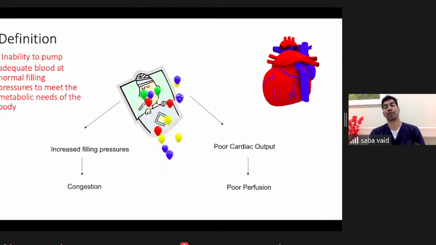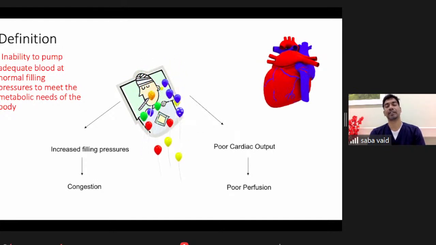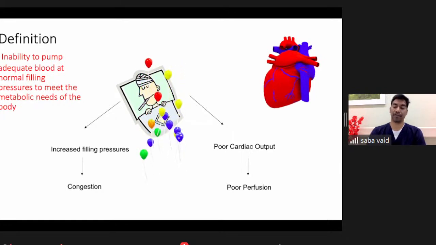Now, what is forward failure? Technically, the left ventricle or the right ventricle is not able to pump adequately, not able to generate an adequate stroke volume, and thereby the cardiac output is decreased. As a result, there is poor perfusion to the forward system. This leads to poor oxygenation, and this is called forward failure.